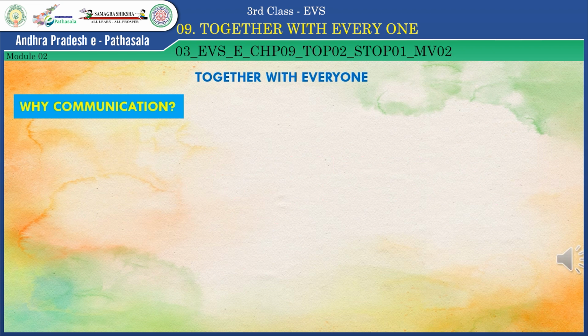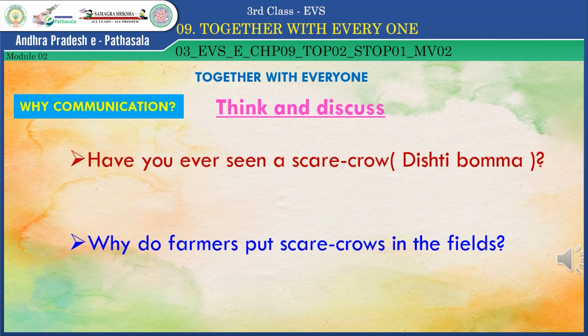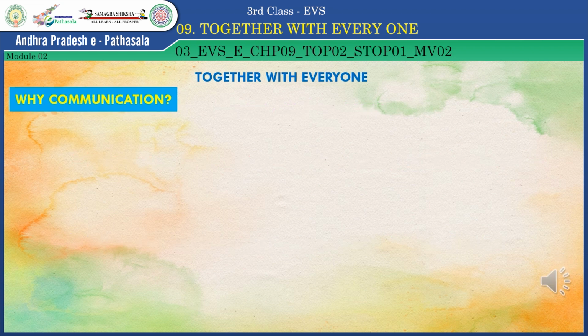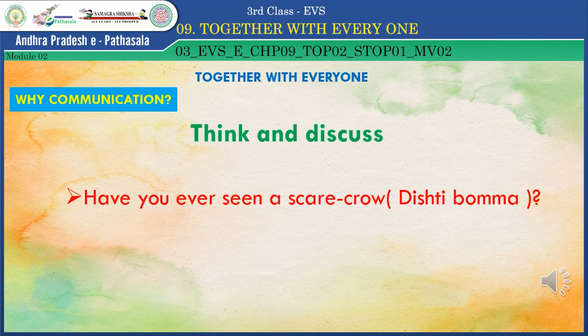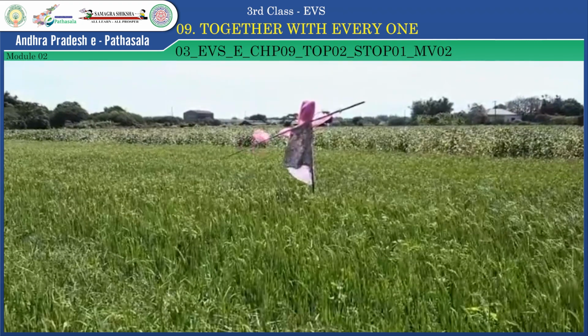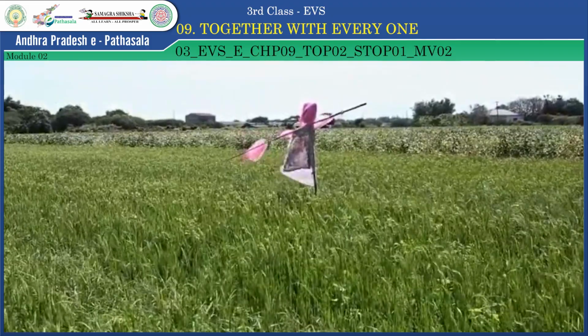Children, think and discuss. Have you ever seen a scarecrow? We call this Dishti Bomma. Next one. Why do farmers put scarecrows in the fields? Children, have you discussed? Okay. Shall we discuss once again? Children, have you ever seen a scarecrow? You have got it. You saw a scarecrow. But where did you see? In fields. Exactly. Let's see the video.